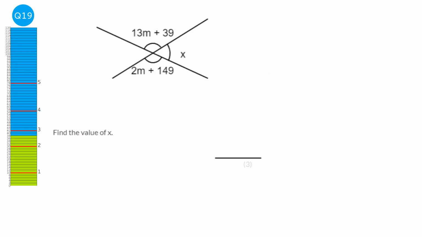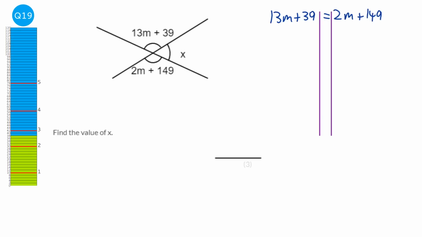So we have a set of vertically opposite angles here and here. And we're going to start with those because we have to find out what m is before we can work out what x is. And vertically opposite angles are always equal, so we've got 13m plus 39 is going to equal 2m plus 149. And we're going to get our lines in there because we're going to solve this.